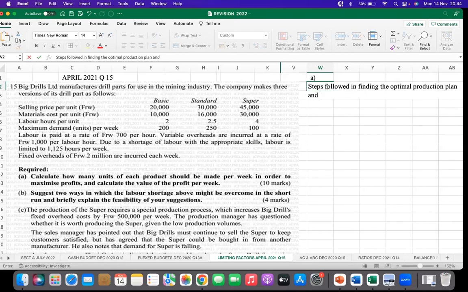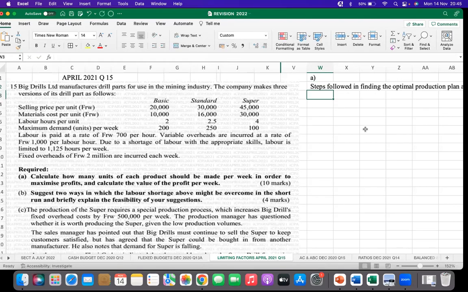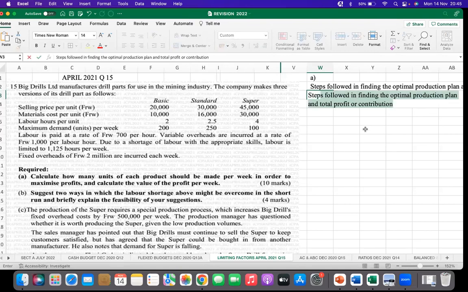Production plan and total profit or contribution. Now, what is an optimal production plan? If you are read, you know that optimal production plan is the mix of products that we need to produce to maximize profits. The mix of products we need to produce to maximize what? Profit. So what is step one? Identify the limiting factor. So that will always be your step one.